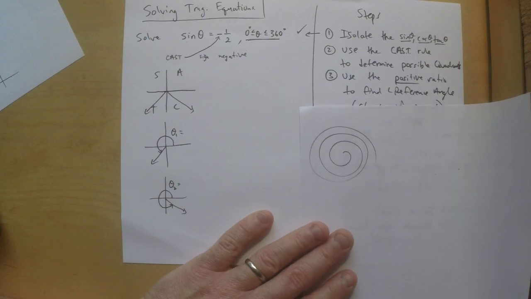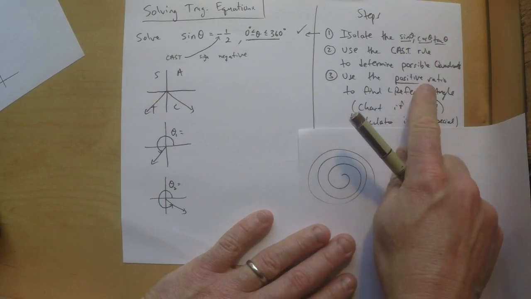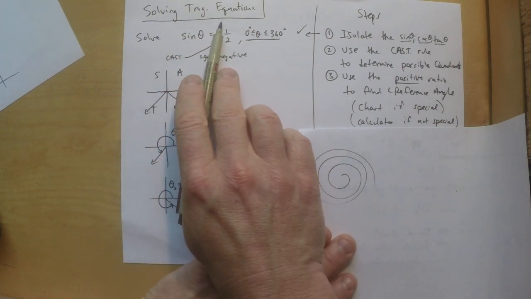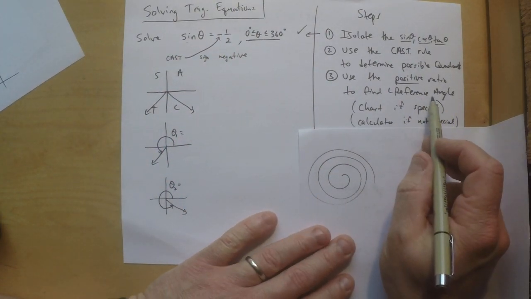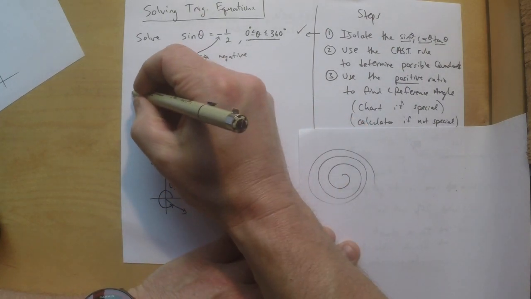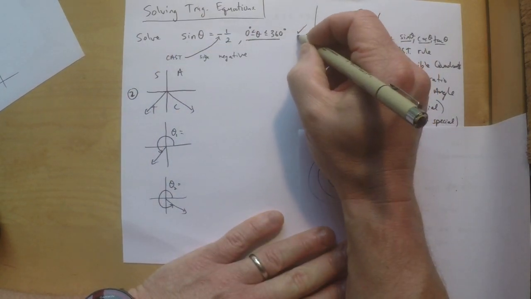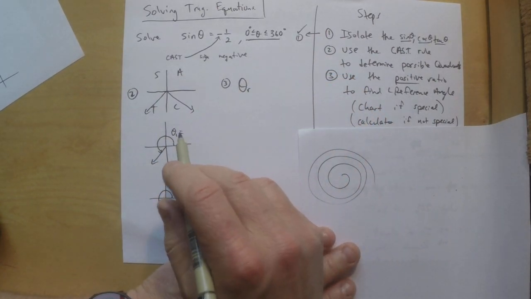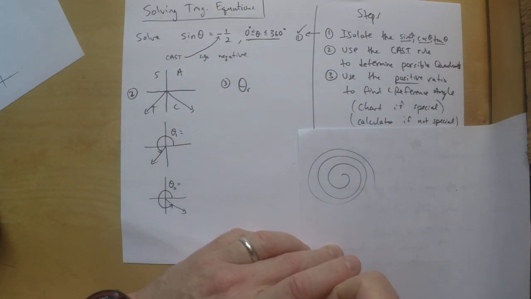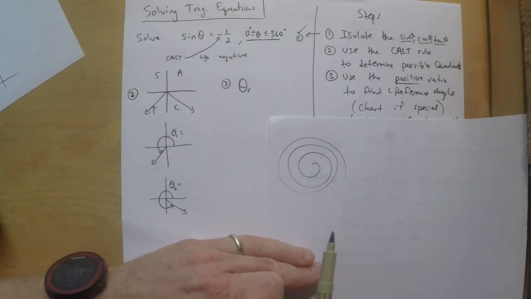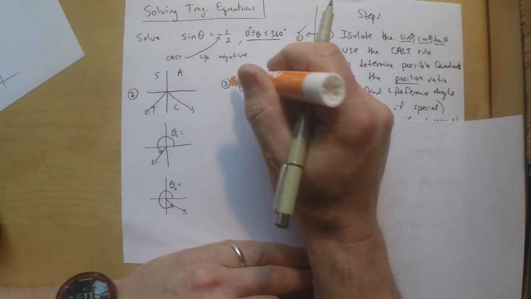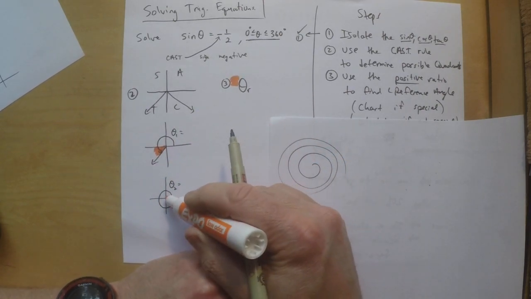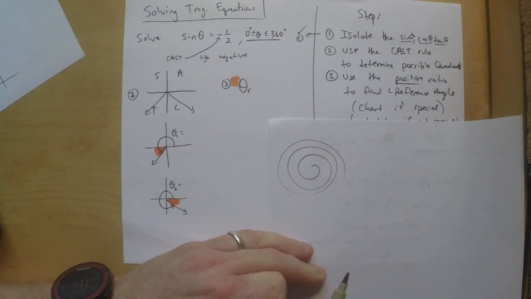Second step is you want to use the positive ratio, so you're going to ignore the sign of it, to find out the reference angle. And I always go back to my picture too. For example, where is the reference angle in this picture? My reference angle, which I'll highlight in orange here, is right there. Where is it in this picture? It's right there. That's important.